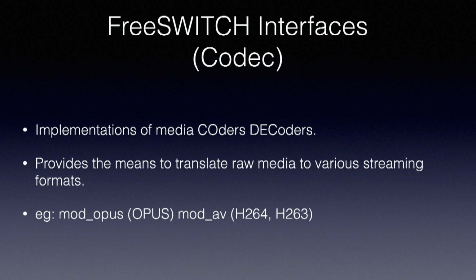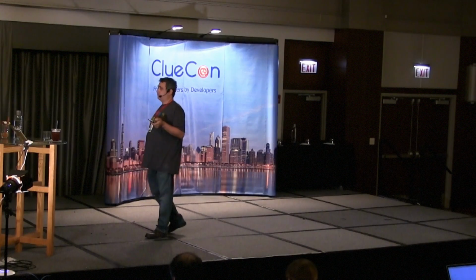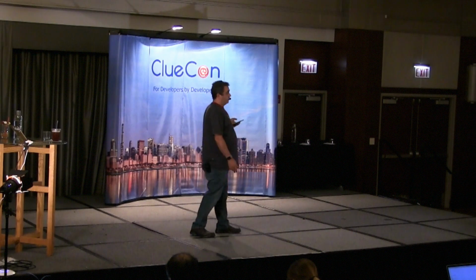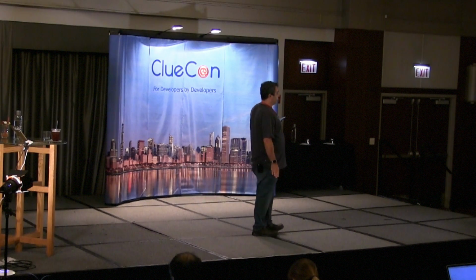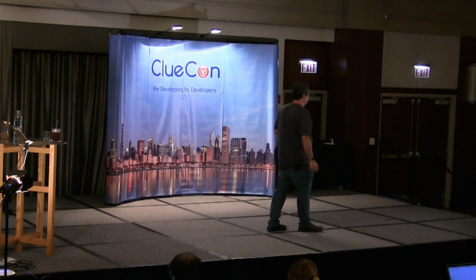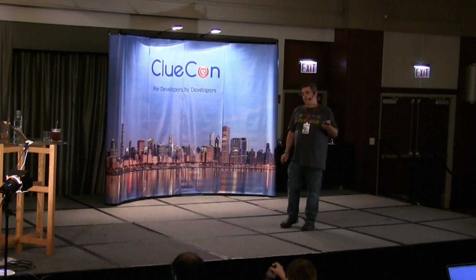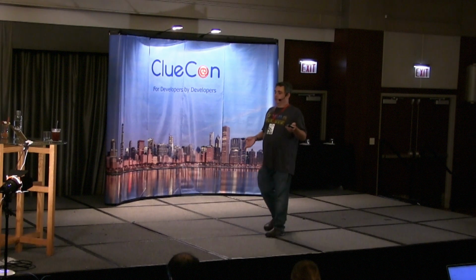We have the codec interface. That one is very popular. That's one of the ones we probably have the most modules. It's a media coder and decoder pair. Not always. It could only do one or the other. Most of the time it does both. And it's basically used to take encoded audio on the wire from most VoIP calls and translate it to the raw format so it can then be moved into another raw format. It'll go from one format to another for audio.